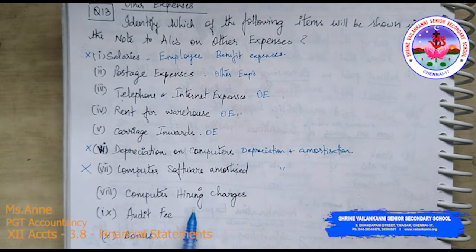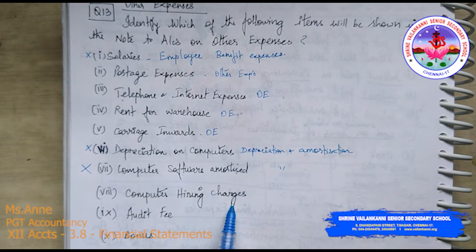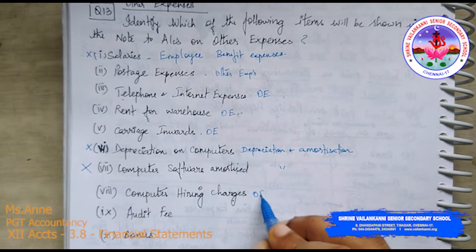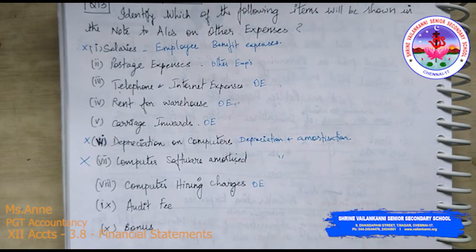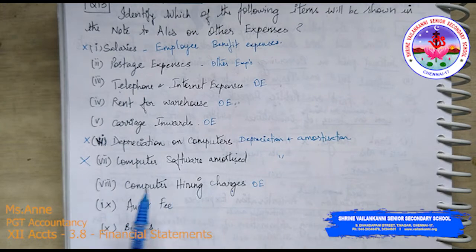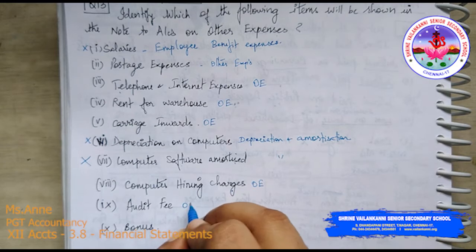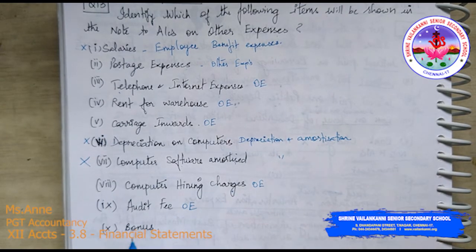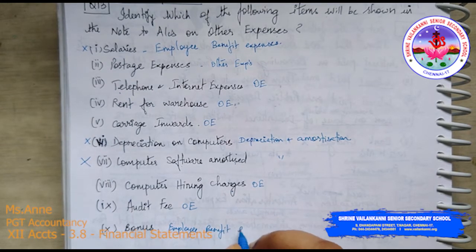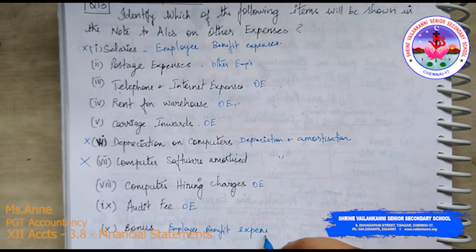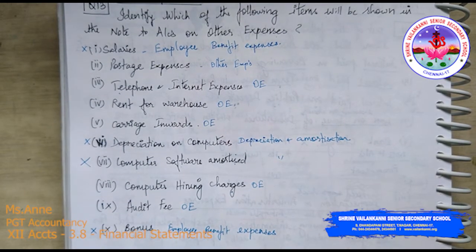Then you have computer hiring charge. Computer hiring charge is an other expense, because it cannot be shown under any other line item of the P&L, cannot be shown anywhere else. Audit fees is an other expense. Bonus, what is bonus? Bonus is employee benefit expenses, so it will not be shown under other expenses.